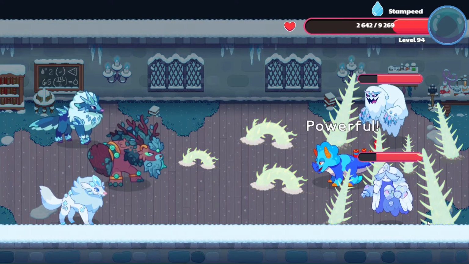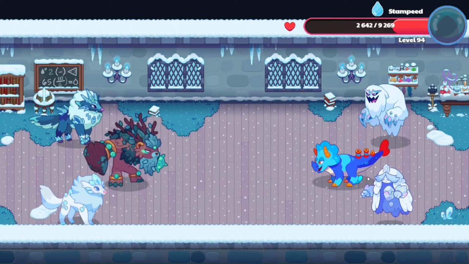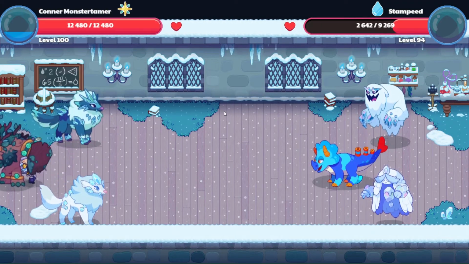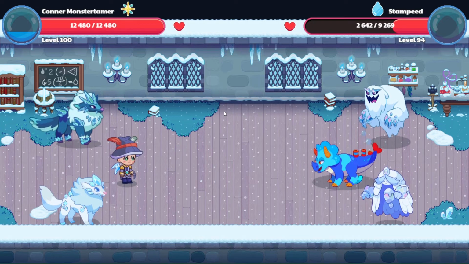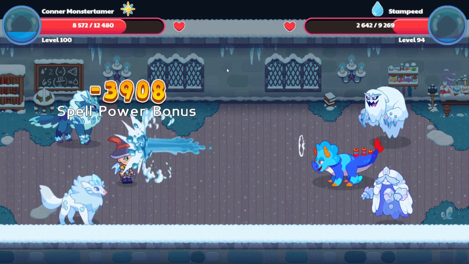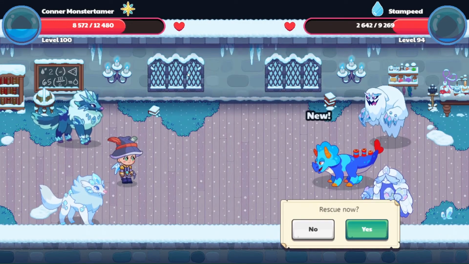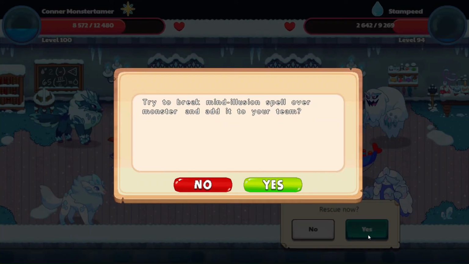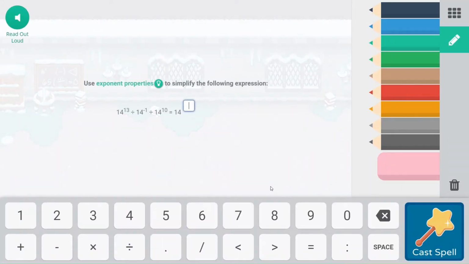Ooh, that was like a little brain massage. And it looks like we should be able to go ahead and get Stampede now, which I'm super excited for. And it's level 94. How cool is that? 3908. Awesome, awesome hit there. Yes, we are rescuing you, buddy. Yes, we have to get this one right.